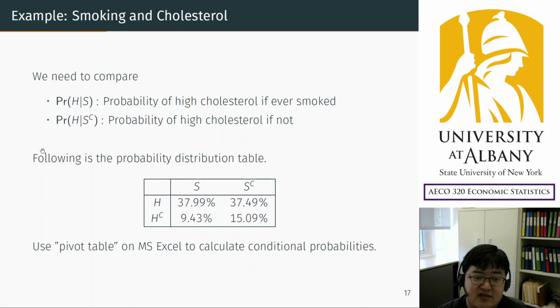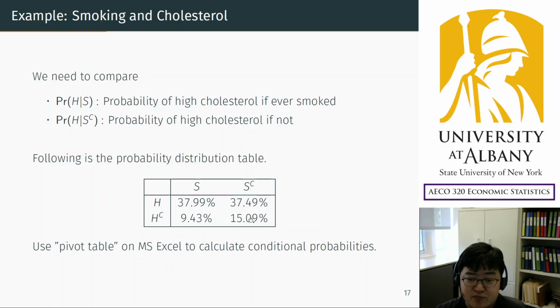And our previous data can be summarized into this probability distribution. So it's a typical 2 by 2 probability table. If you add these four numbers, you are going to get 100%, obviously. I have shown you how to do this on Excel using a pivot table. Today, I'm going to show you how to calculate conditional probability on Excel using a pivot table.